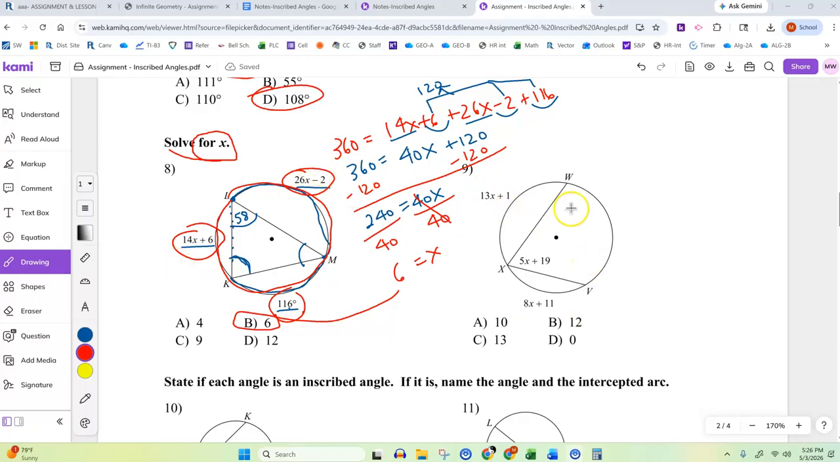Okay, now let's look at this question here, number 9. And what are we given? Well, we're given here a central angle, that this one right here is 5x plus 19, and this one here is 3x plus 1, and then another arc, 8x plus 11. So how can we figure that out? Well, if you want to try it out, it's kind of a challenge problem. You can pause the video and try it, and I'll show you how to do it.